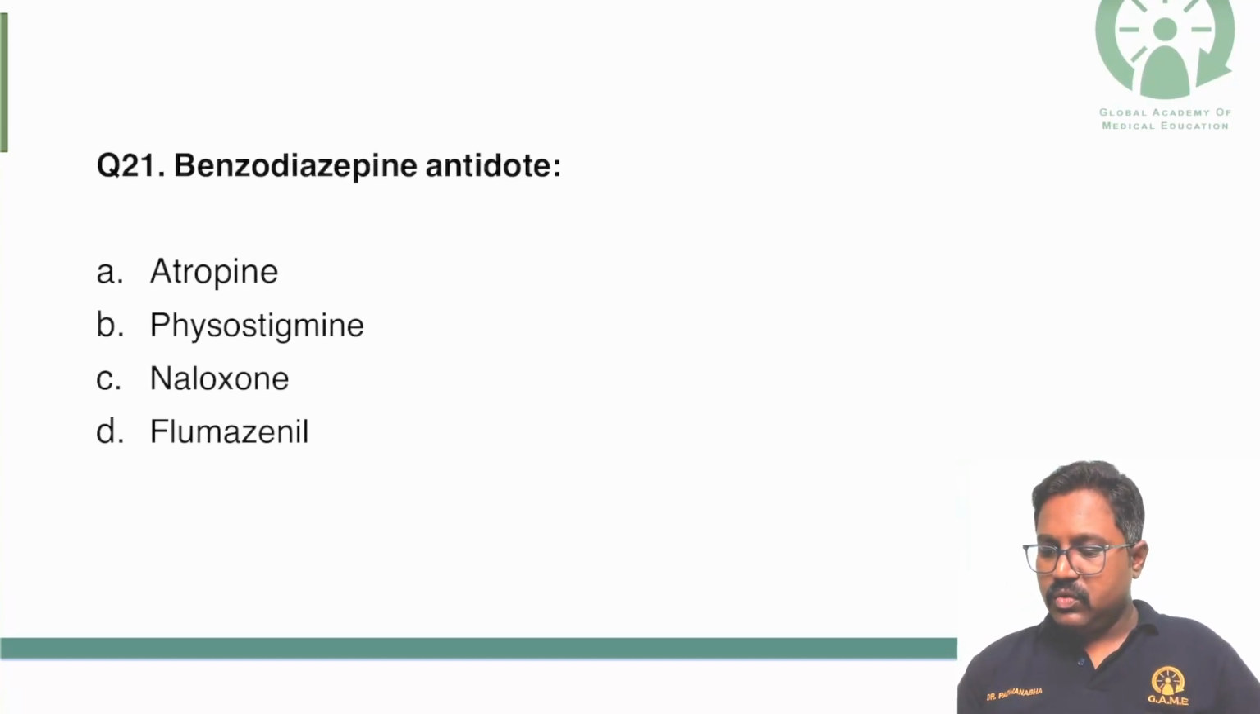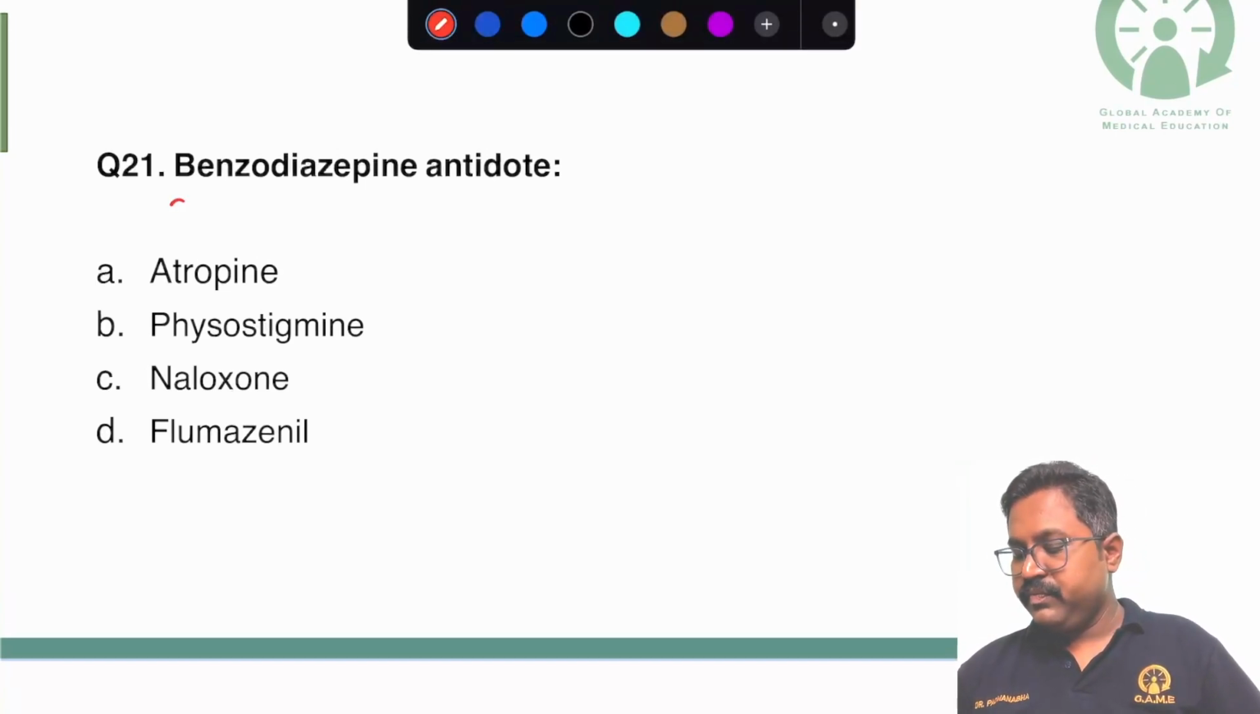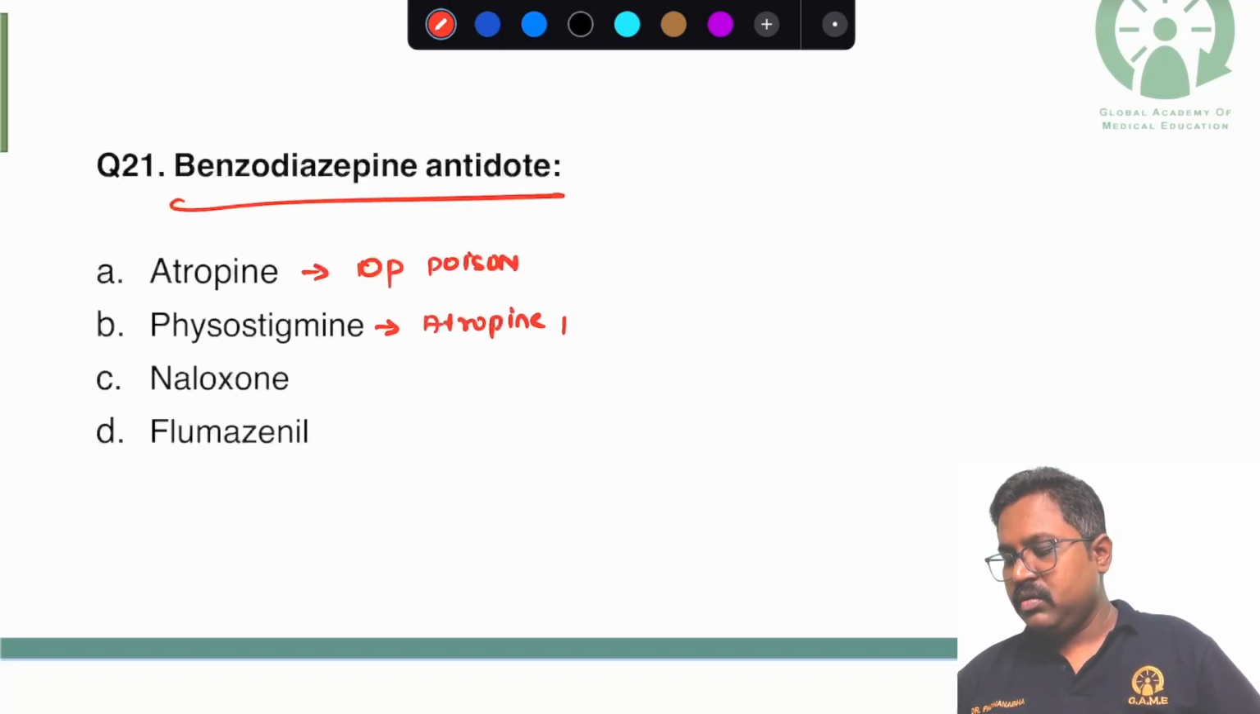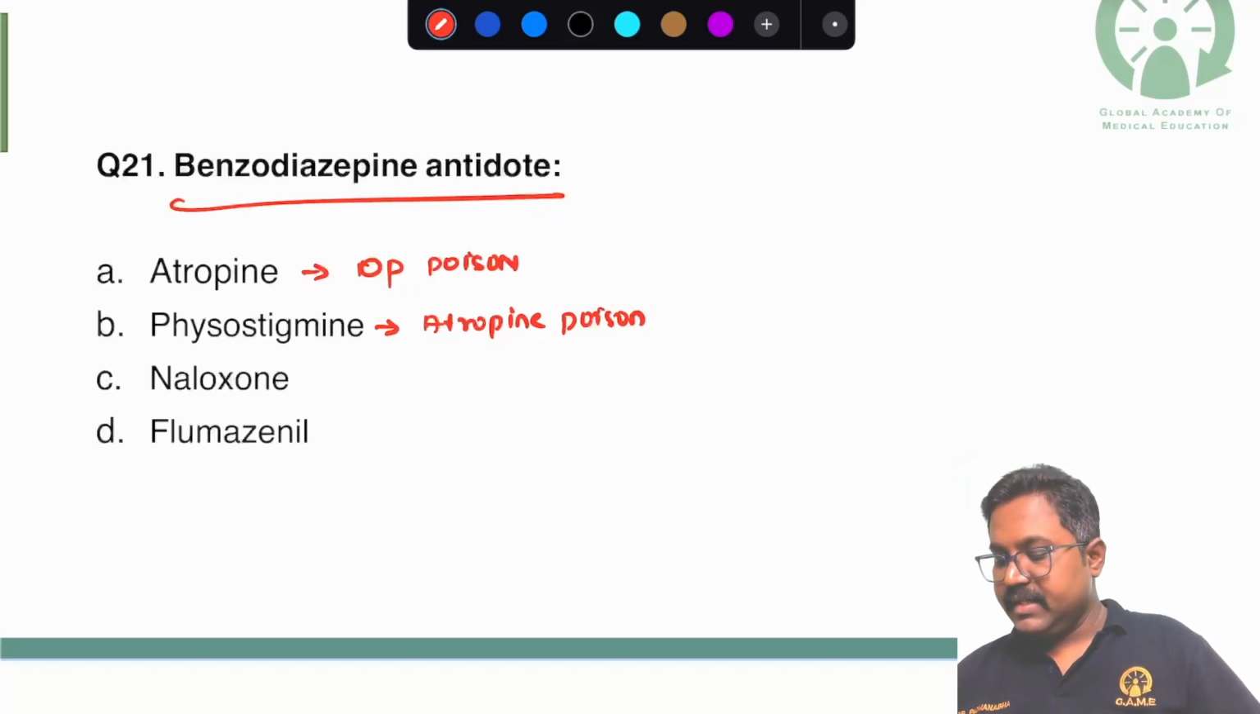What will be the antidote for benzodiazepine overdose? Let us find out. Atropine will be the antidote for OP compound poison. Physostigmine will be your antidote for atropine poison or belladonna poisoning, etc. What about naloxone? Naloxone is an opioid antagonist in case of opioid toxicity.